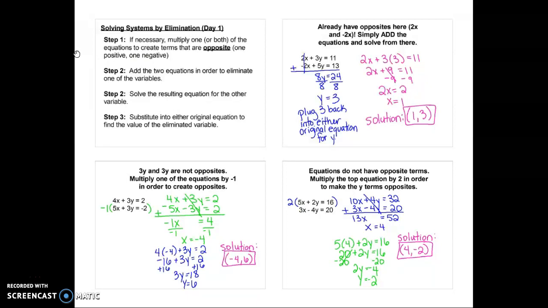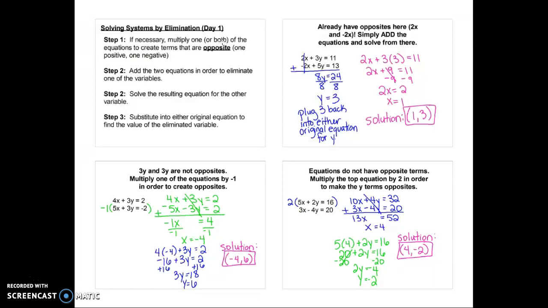However, step number 1 is not done all the time. Okay? Step number 1 is only done when it's necessary. So there are a lot of cases where you will skip step number 1 and start with step number 2 instead. So step number 1 says, if necessary, you're going to multiply one of the equations or both of the equations possibly, so that you can create terms that are opposite of each other.